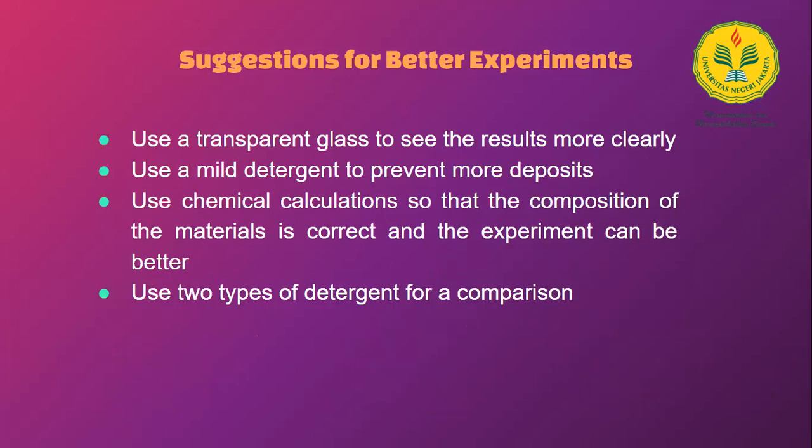Okay. The next is suggestions for better experiments. The first one is use a transparent glass to see the results more clearly. The second, use a mild detergent to prevent more deposits. The third one, use chemical calculations so that the composition of the materials is correct and the experiment can be better. And the last is use two types of detergent for a comparison.